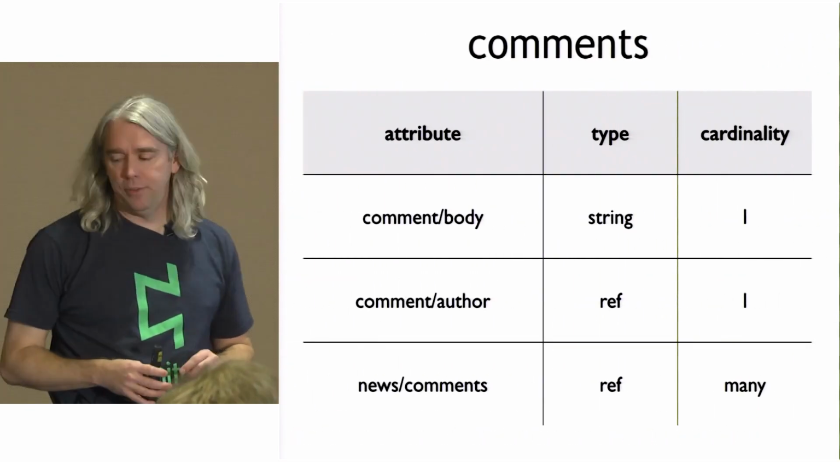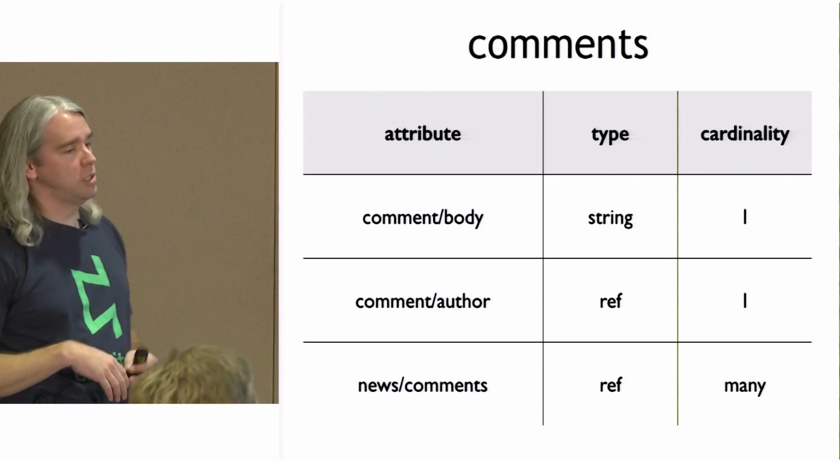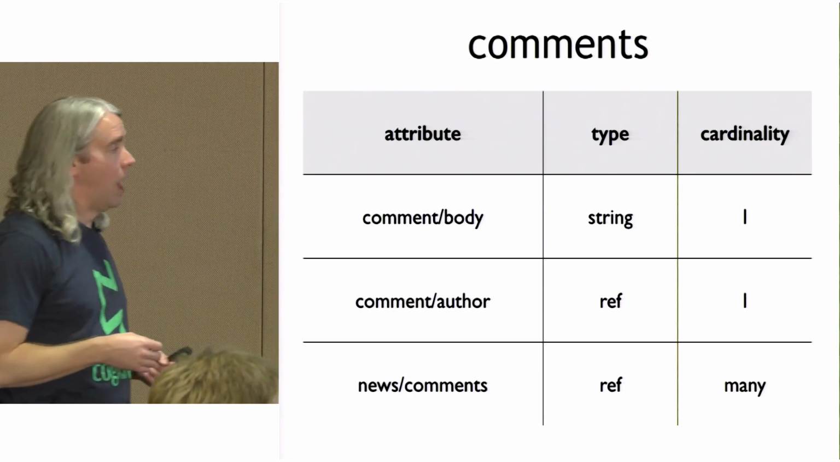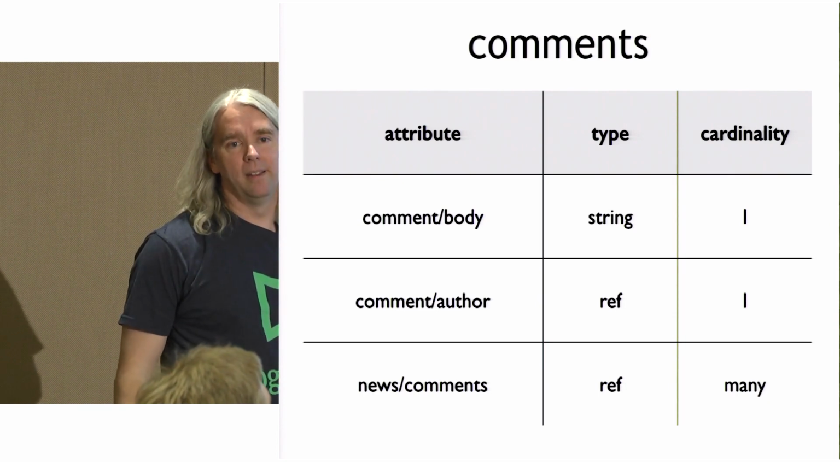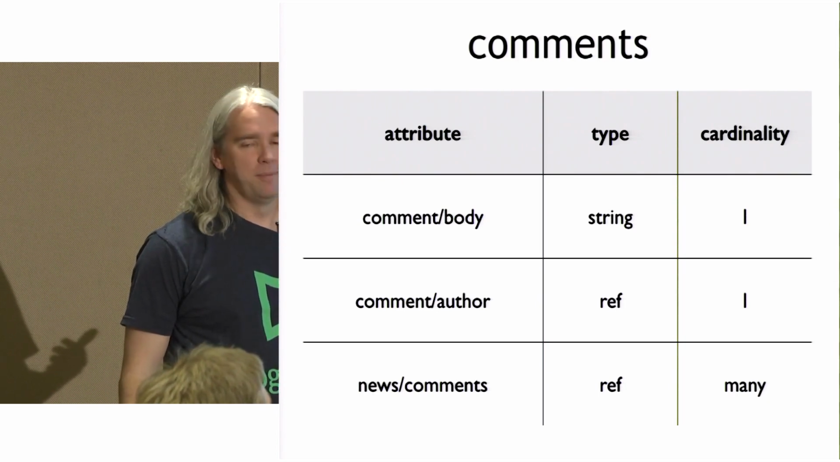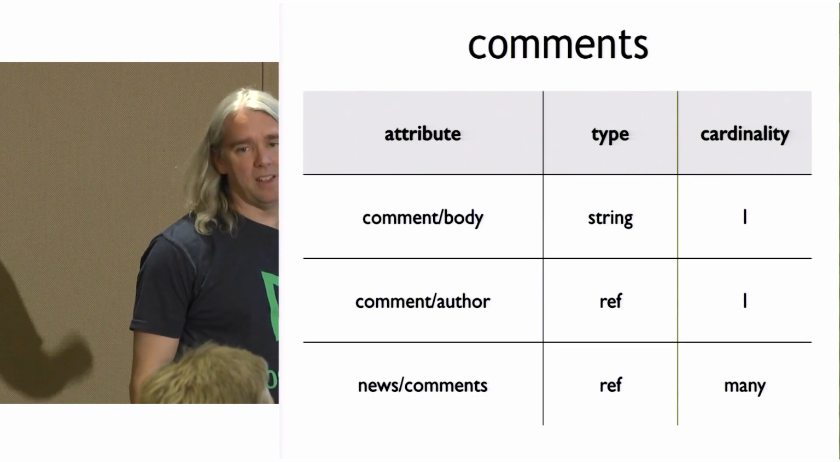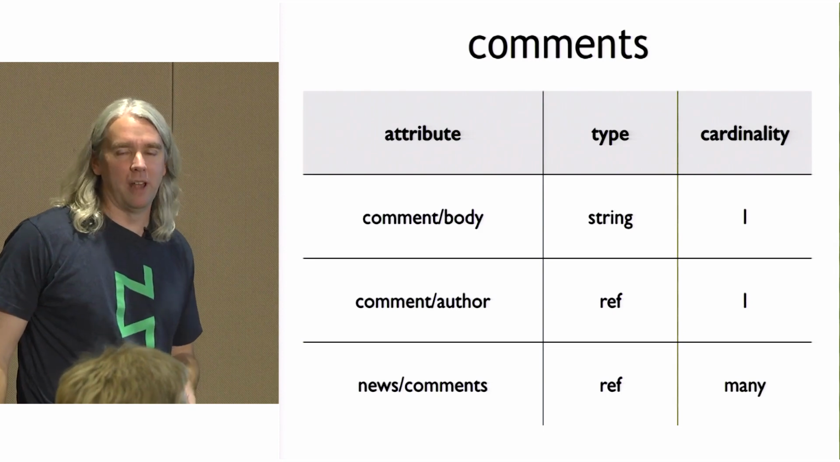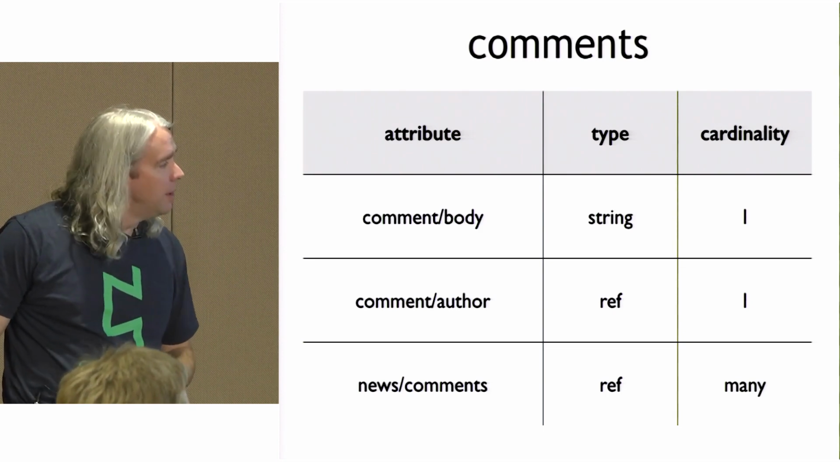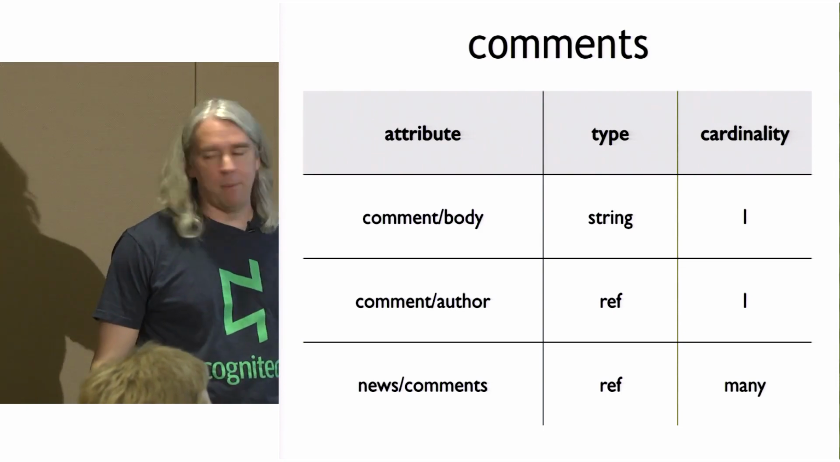And we're going to have comments. Comments can have a body, which is just the text of the comment. They have an author, which is a reference. The reference that a comment author points to is presumably what? A user. Again, Datomic doesn't say anything about that, but presumably comment authors are going to be users, not stories. Stories are not entities that can go out and comment on themselves. And then comments have a news comments ref.